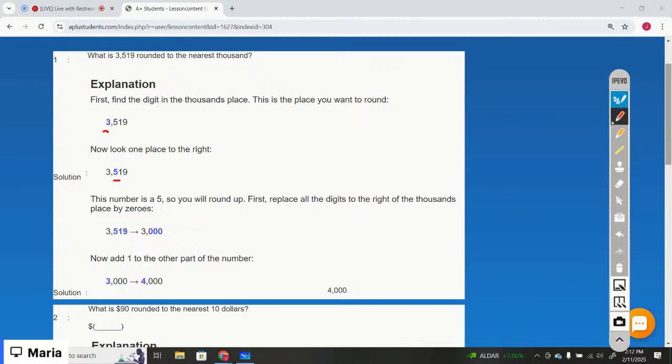So when you round up, it would be rounded to 4000 because 5 is equal to 5. You need to round up, replace the rest of the digits with 0, and then add 1 to 3. So 3 plus 1 is 4. That would be rounded off to 4000.